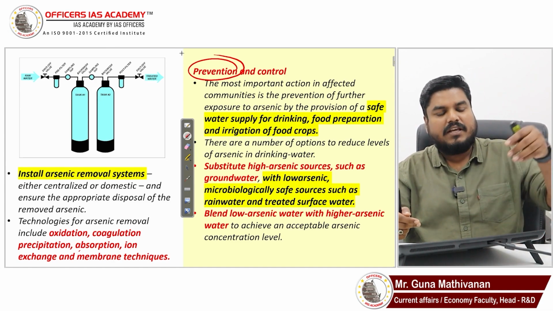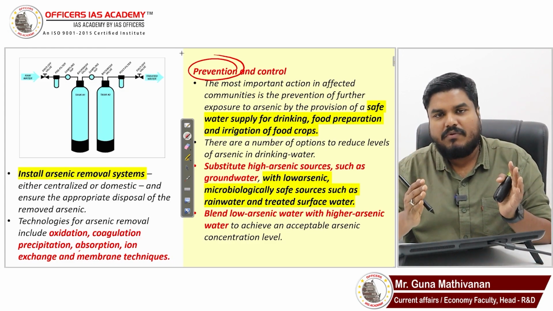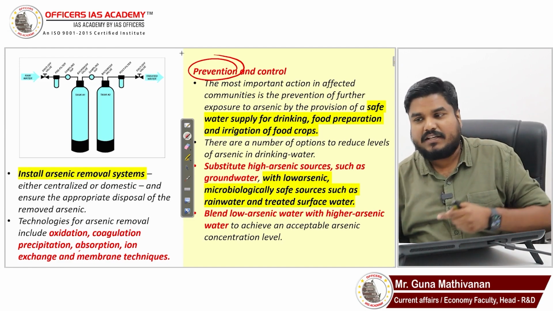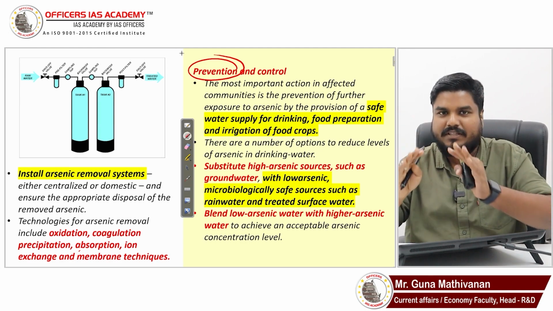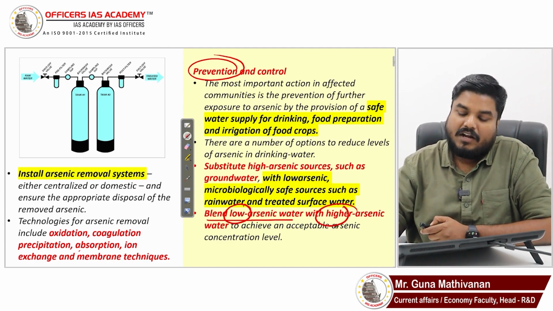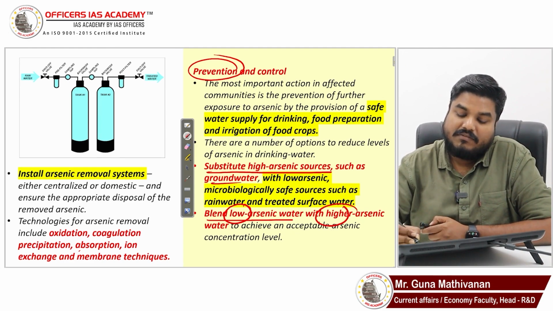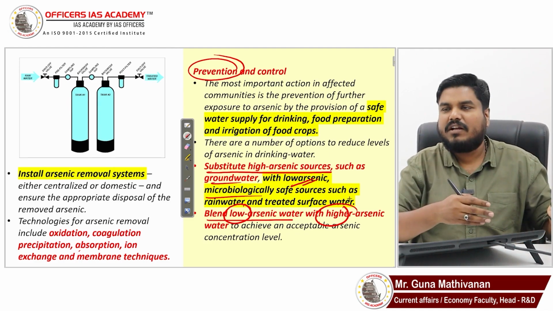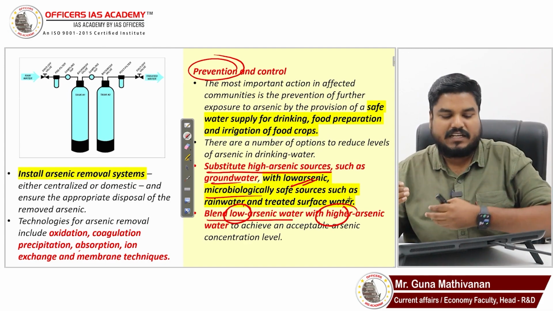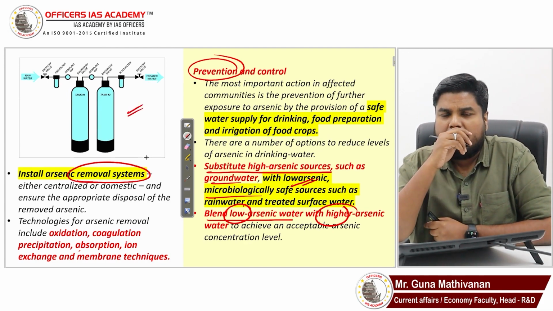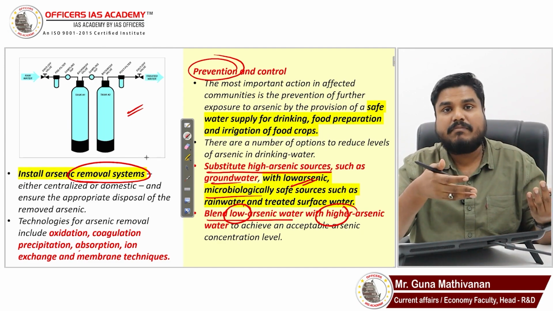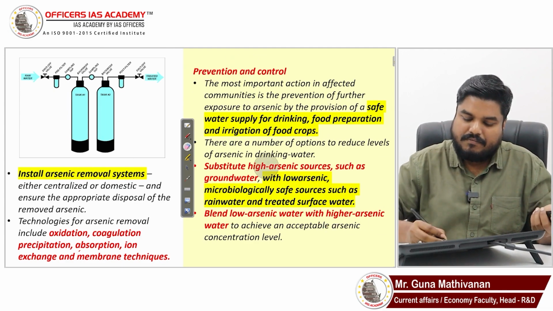That is one way. Another way: you extract groundwater from the natural aquifers, and that groundwater has more arsenic. Now I have other water sources which have very low arsenic. Both can be mixed so that the arsenic level in the combined water comes down. So blend the high-arsenic water with low-arsenic water, or substitute high-arsenic sources such as groundwater with low-arsenic, microbiologically safe sources. Apart from that, you have removal systems and treatment plants. Wherever there is more arsenic contamination, the government can set up such water treatment plants to control the impact of arsenic contamination.